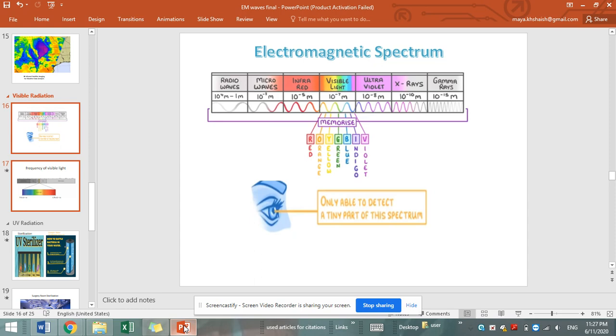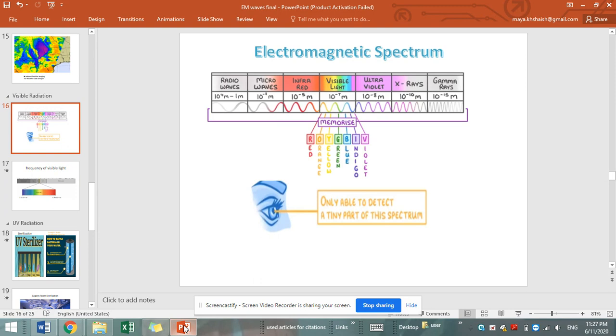Now, talking about the visible radiation, which we are mostly concerned with, the visible radiation constitutes seven main colors that you are responsible to memorize in order by using the abbreviation ROY-GBIV, where R stands for red, O for orange, Y for yellow, G for green, B for blue, I for indigo, and V for violet. And this group of the electromagnetic spectrum is the only one that can be seen by the human eye.